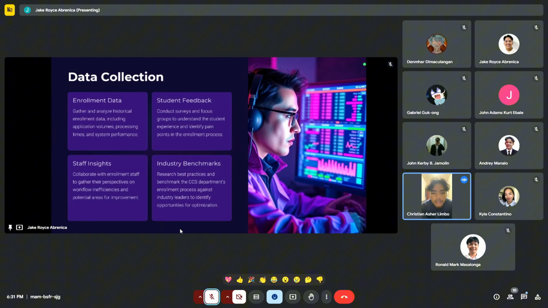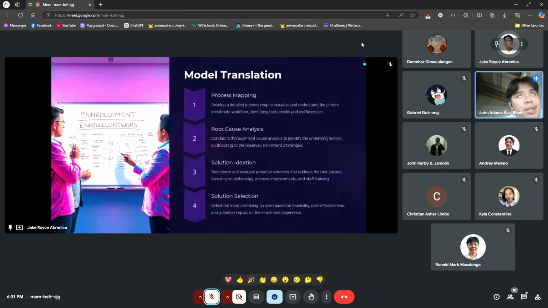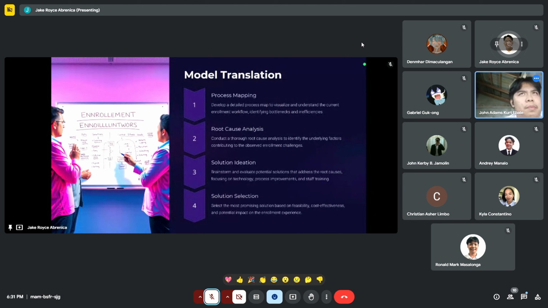We will conduct in-depth interviews with students and staff to analyze pain points in the current system. By mapping out the end-to-end enrollment workflow, we can identify bottlenecks and opportunities for optimization. And this is the four-step model translation. First is process mapping. Develop a detailed process map to visualize and understand the current enrollment workflow, identifying bottlenecks and inefficiencies.